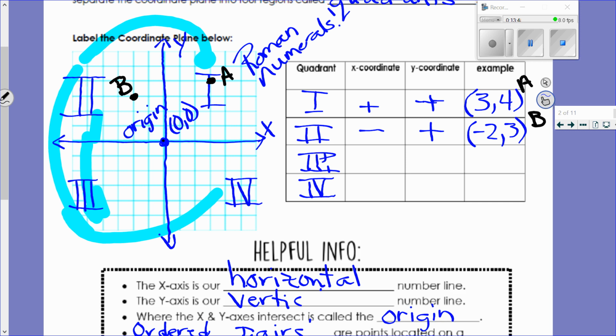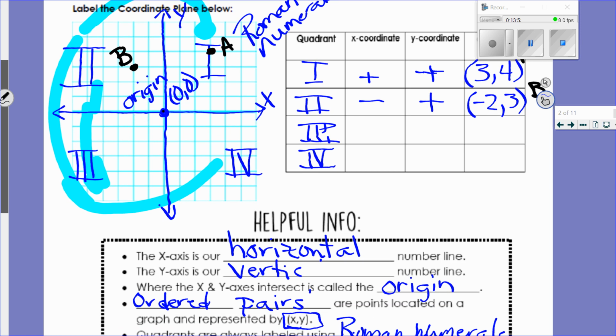Can I get it any simpler? Not really. Question again? Okay. Next one.